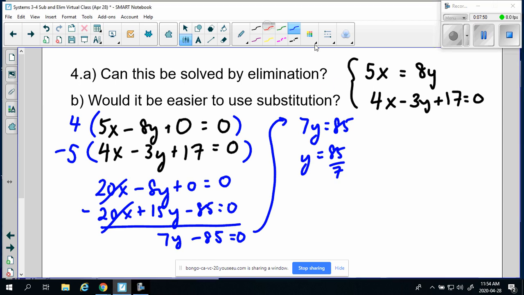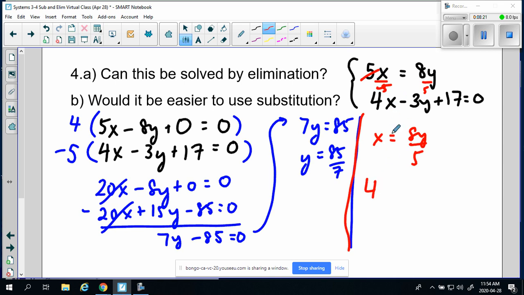So in order to use substitution, for part B, you'd have to isolate one of these variables. It doesn't really matter which one because they're equally difficult to isolate. But I could isolate x, for example. I could divide both sides by 5 to isolate for x. And then we would have x is equal to 8y over 5. And then you would plug in this fraction into here. So in the second equation, instead of writing x, I will write 8y over 5. And I will proceed to solve from there.